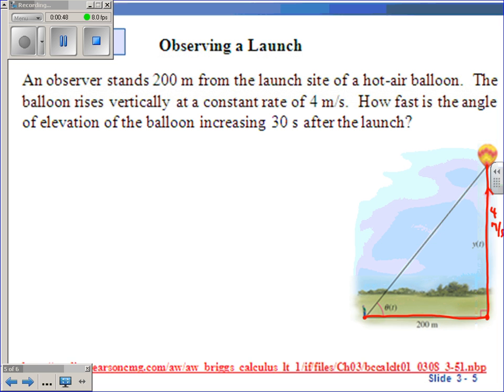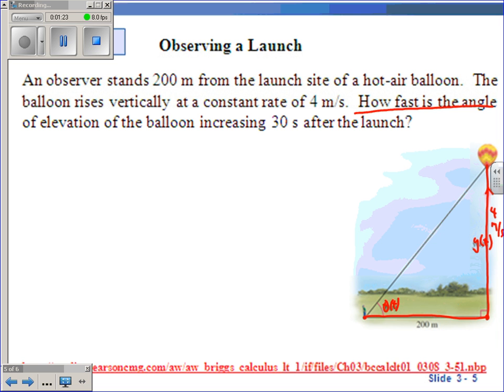How fast is the angle of elevation increasing 30 seconds after the launch? We want to know how fast the angle is changing, so we're looking for the change in the angle theta. Let's look, we need some variables. We're referring to this angle, and we're referring to this vertical height, which I'm going to call y. Both of those depend on time, because the longer that this balloon's been in the air, the higher it's going to be, and the angle's changing depending on how long it's been in the air. So both of those are functions of t.